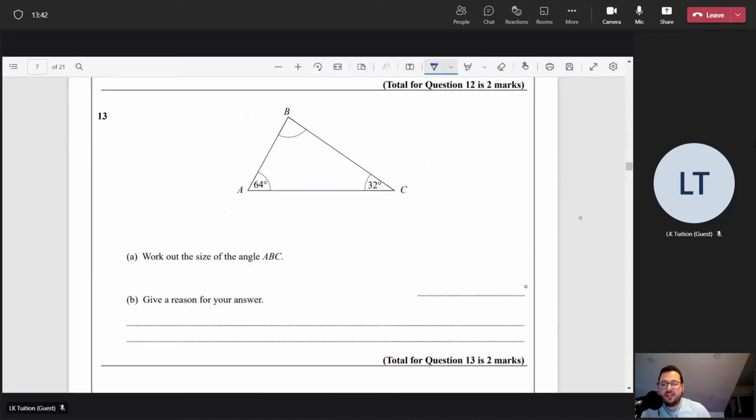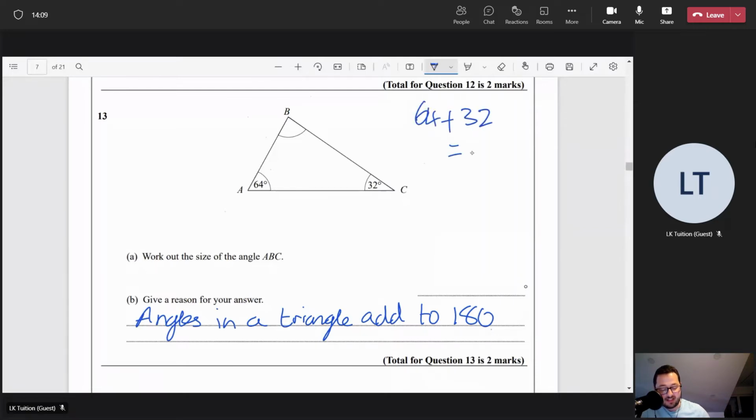Okay, number 13, it says work out the angle of ABC and give a reason for your answer. Well, let's write the reason first. The reason we know is that angles in a triangle add up to 180. So that's the reason we're going to use. Let's add them up to start with. We've got 64 plus 32, which is 96. And then we want to take that away from 180 to see what's left, and that is going to be 84. So ABC is going to be 84 degrees.